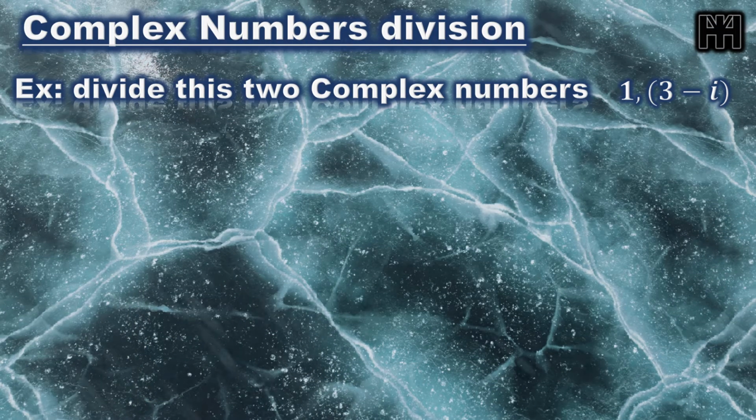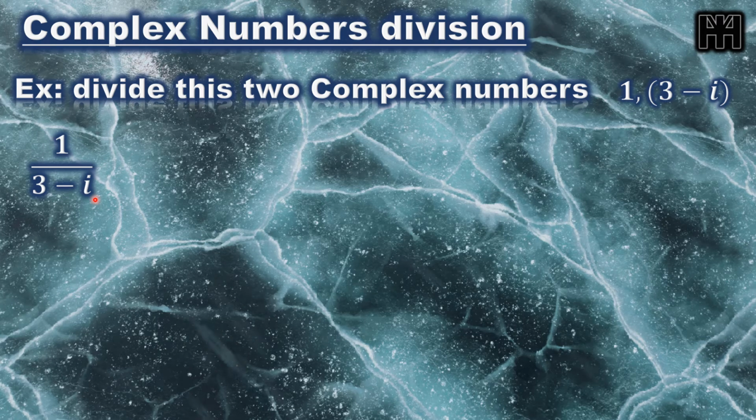Divide these two complex numbers, 1 and 3 minus i. We have 1 over 3 minus i. In this case, we can't multiply by i. It will not solve the problem. There will still be a complex number down there. So the best solution is to use the conjugate, because it will give us a real number. So we use the conjugate of the denominator, which is 3 plus i.